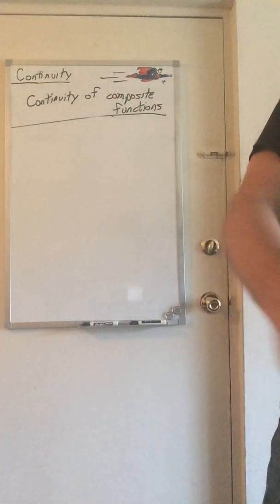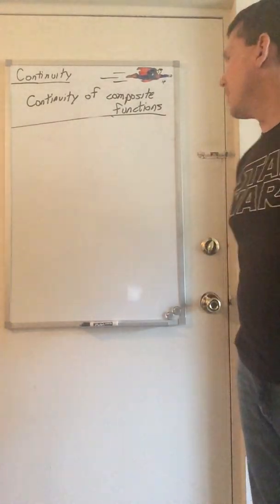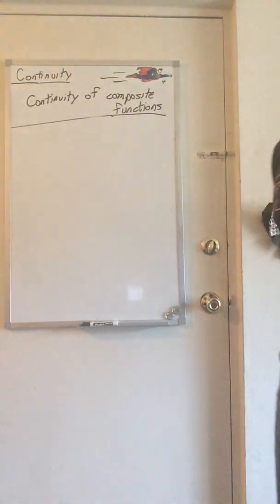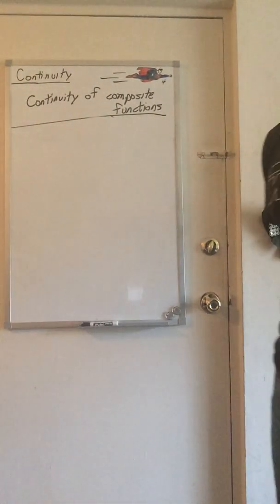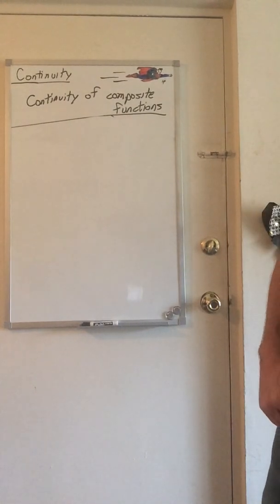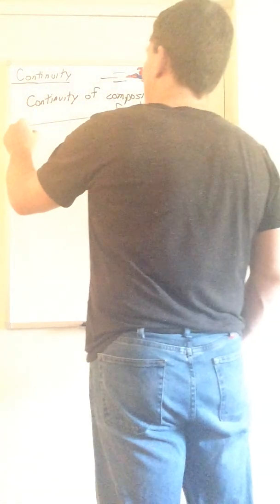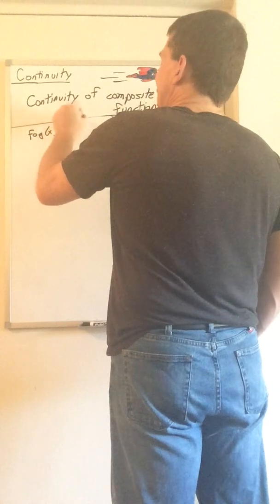Okay, so we've been talking about continuous functions, and we want to look at one more type of continuous function, if you will: continuity of composite functions. All of you have worked with composite functions before. If you're having trouble remembering what they are, they're the circle things, f circle g of x, which is just f of g of x.